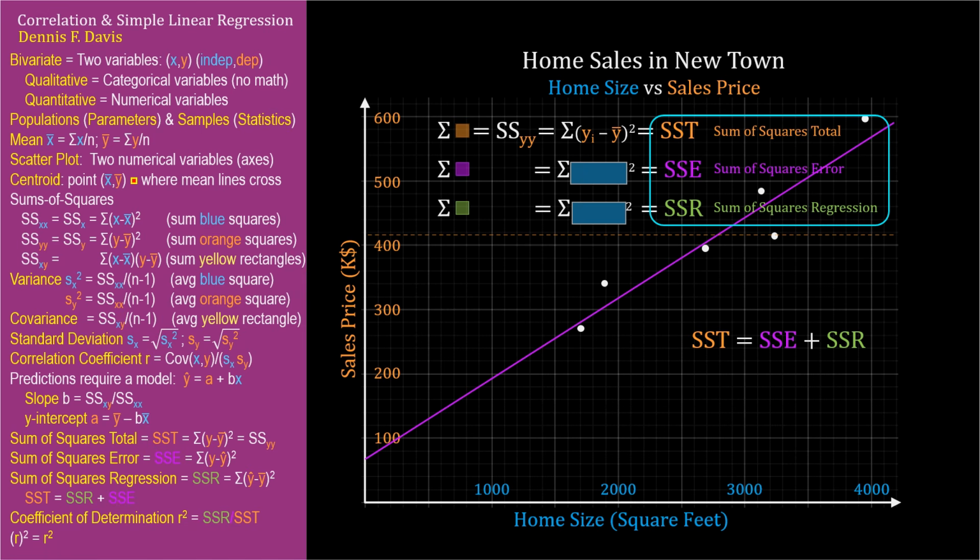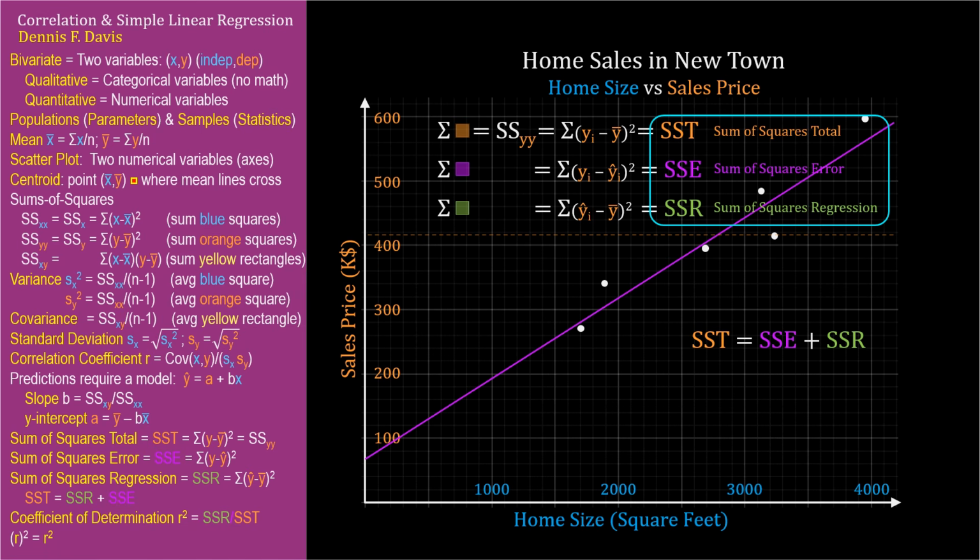Now for SSE, sum of squares error. That's the bit left over from our model, the difference between each actual data value and the prediction y hat. So y minus y hat. Check. SSR, sum of squares regression. That's the jump from our bad model, y bar, to our better model, y hat. So, y hat minus y bar. Check.